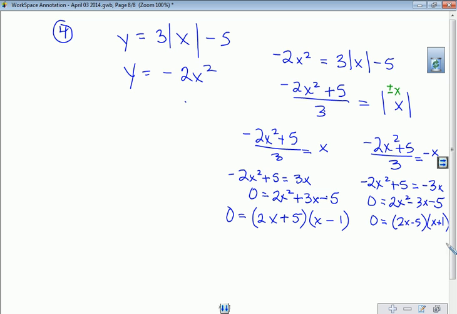Okay, did yours factor like mine? So what are my possible solutions? Possible x values at the intersection: negative 5 halves, positive 1, positive 5 halves, negative 1.